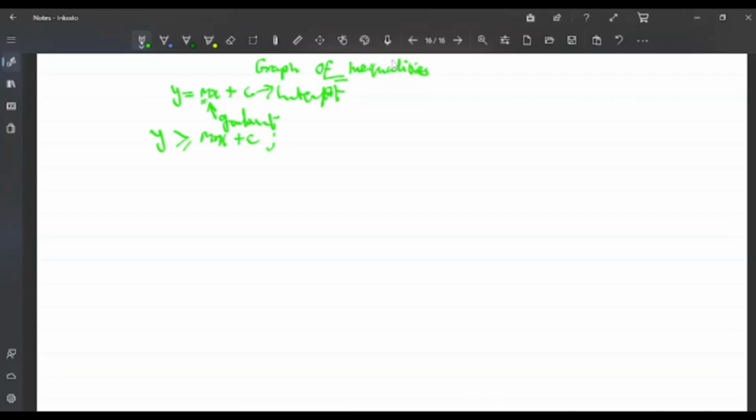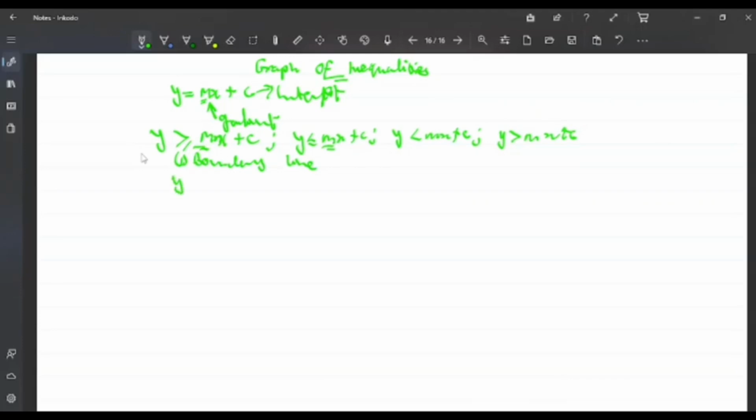Whether y greater than or equal to, or y less than or equal to, or y less than, or y greater than. What we want to achieve with this is to know the region that satisfies the inequality. But there are two processes involved here. One is to get the boundary point, the boundary line. So let's quickly look at that.